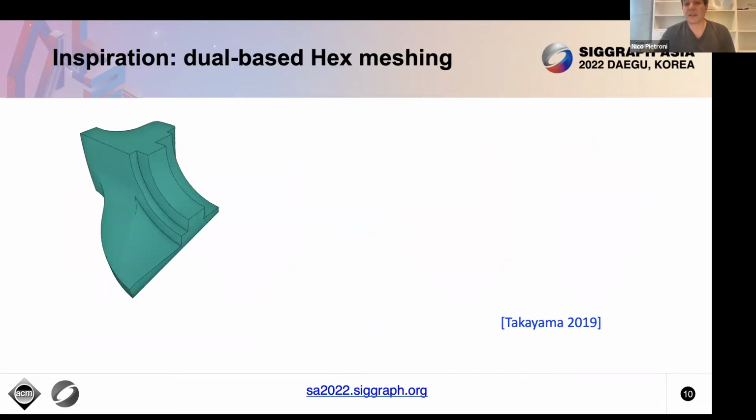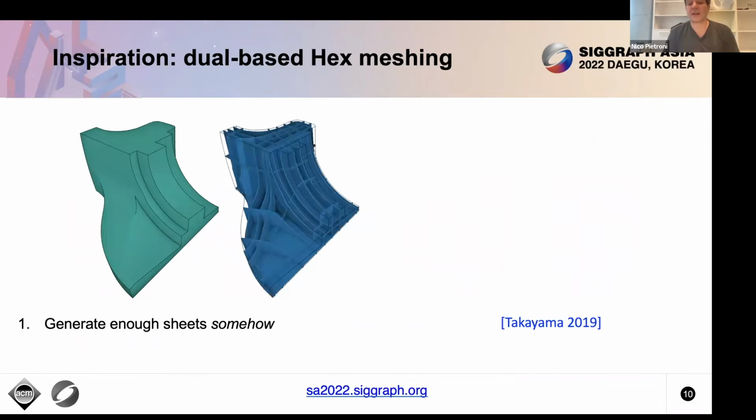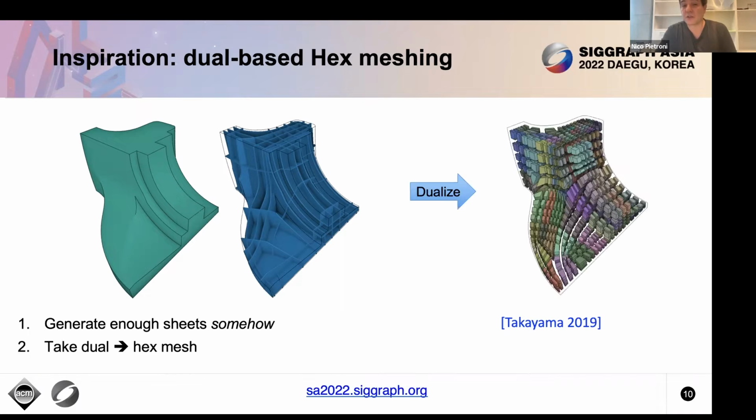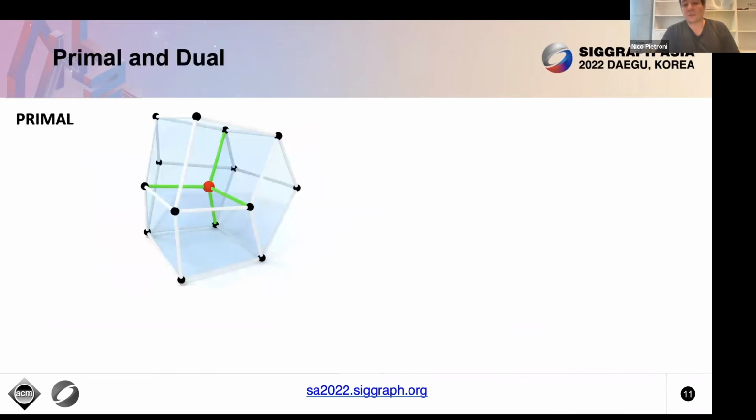For example, Takayama and colleagues use a manual approach, because the question is how we can generate enough sheets to split the object into different parts. The idea is you can take a mesh, define a set of sheets that also consider the features of the object, and then you dualize and you get your hexahedral meshes.